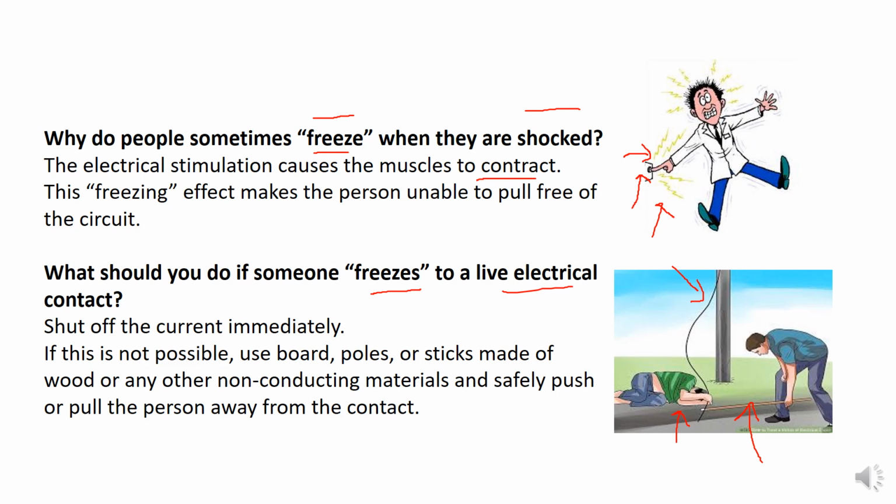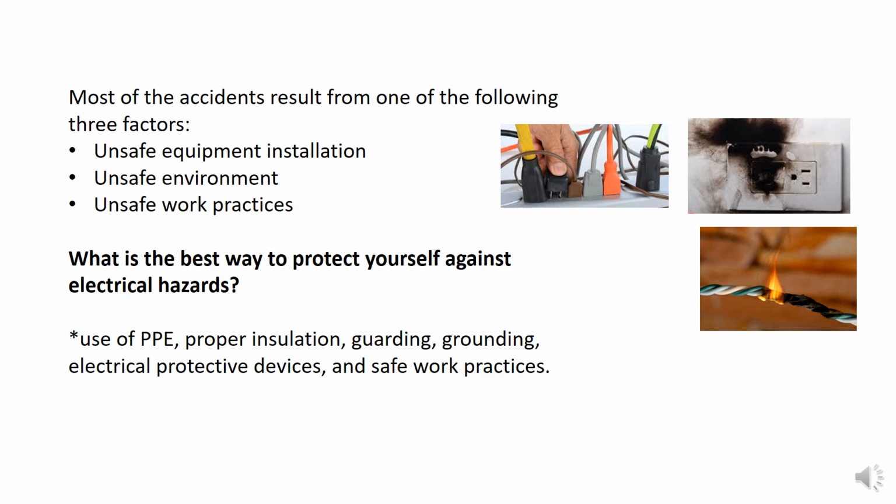circuit or electric wire. Most electric accidents happen due to three factors: unsafe equipment installation, unsafe environment, and unsafe working practices. All of these cause electric hazards. If there is unsafe equipment installation, an unsafe environment, or the working practices are not right, then of course you are inviting electric hazards.